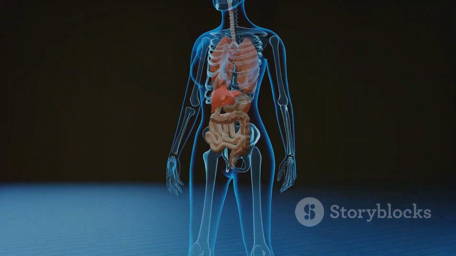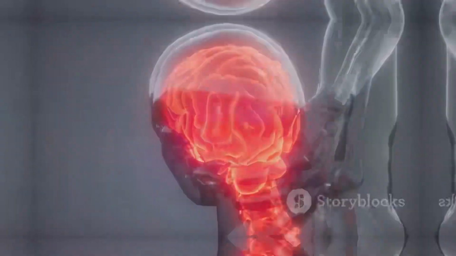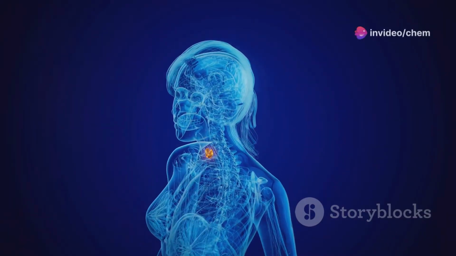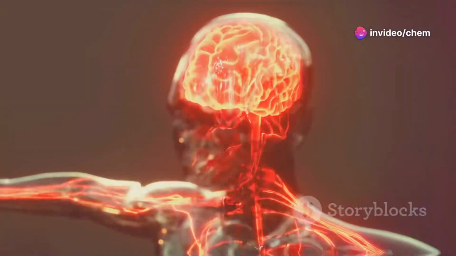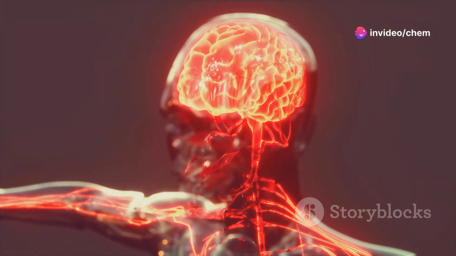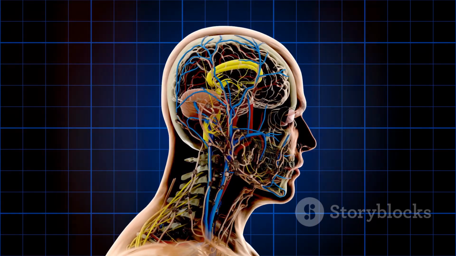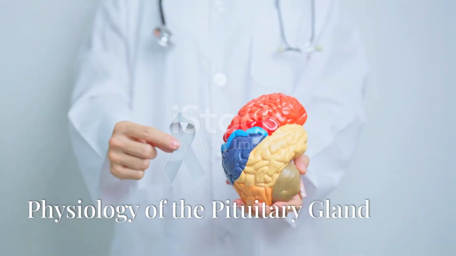The pituitary gland consists of two main lobes: the anterior pituitary, or adenohypophysis, which accounts for about 75% of the gland's mass, and the posterior pituitary, or neurohypophysis, which is the smaller portion of the gland and is essentially an extension of the hypothalamus.